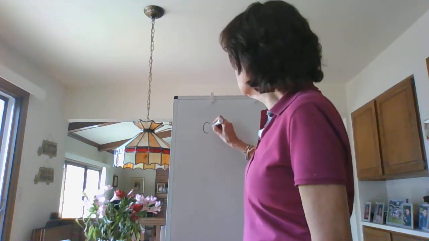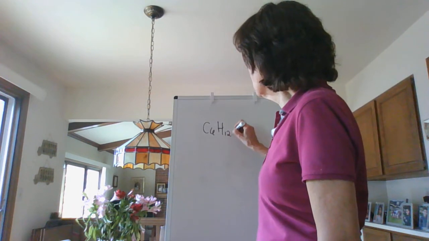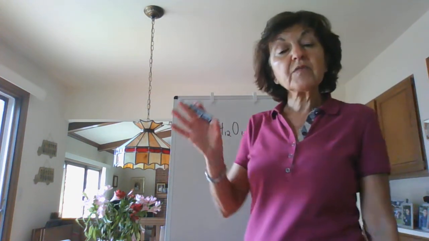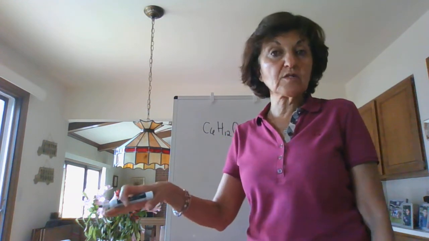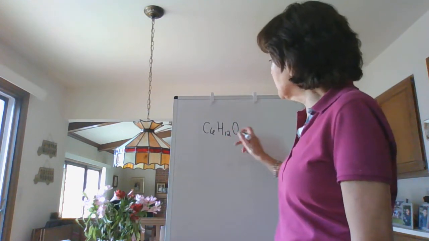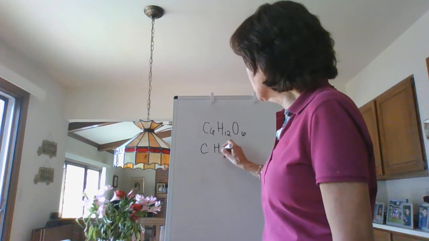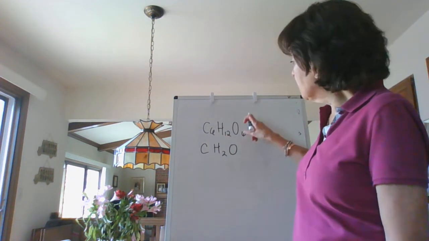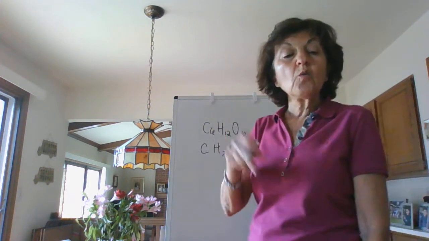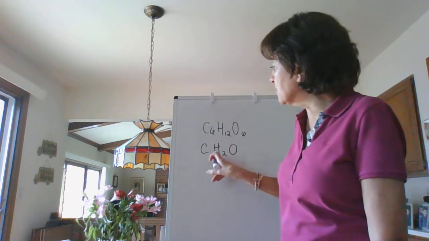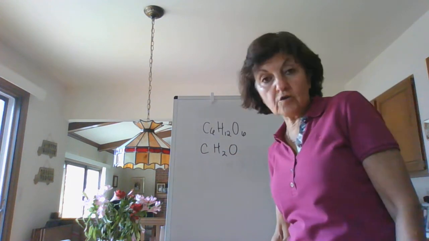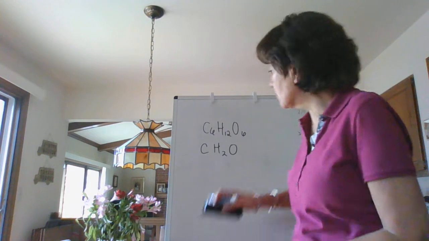So for example, glucose, C6H12O6. This is considered a molecular formula. The empirical formula would be the lowest ratios. So if you divide everything by 6, you end up with CH2O. This is an example of the empirical formula, and this is the molecular formula. What would the multiplication factor be to convert this to this? 6. So we're going to learn how to figure out that multiplication factor.